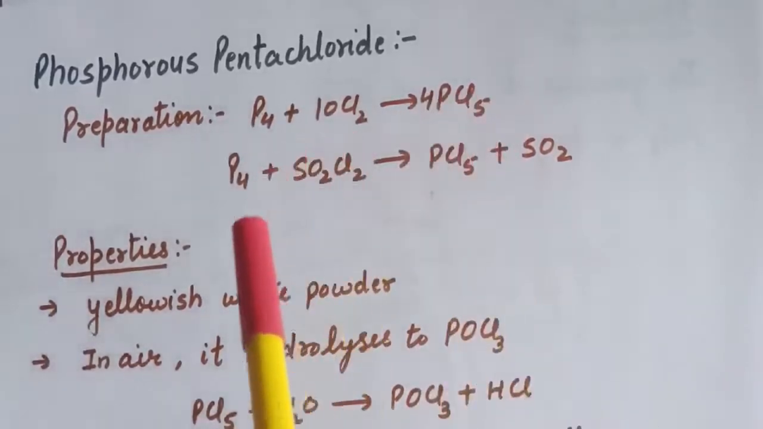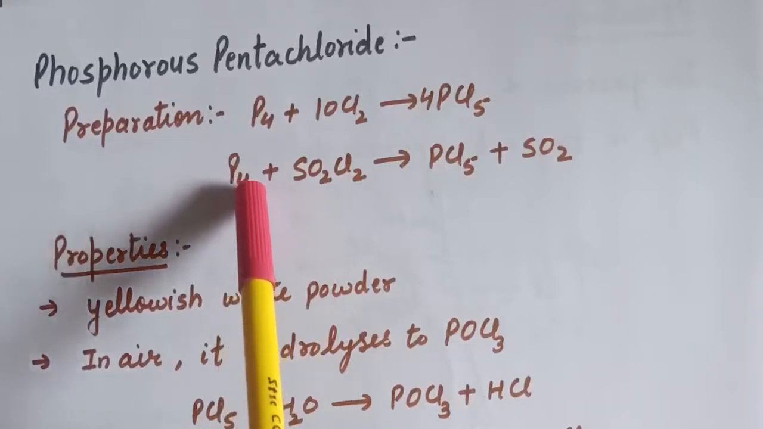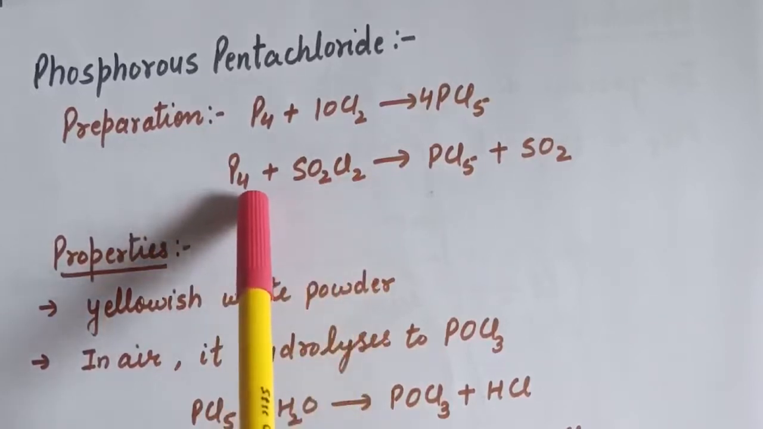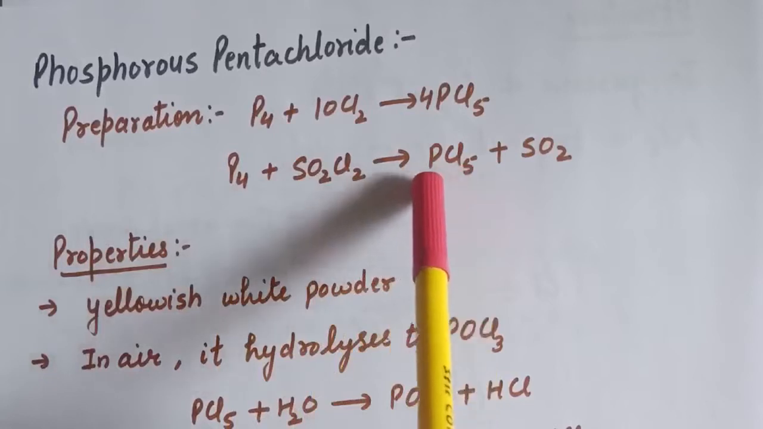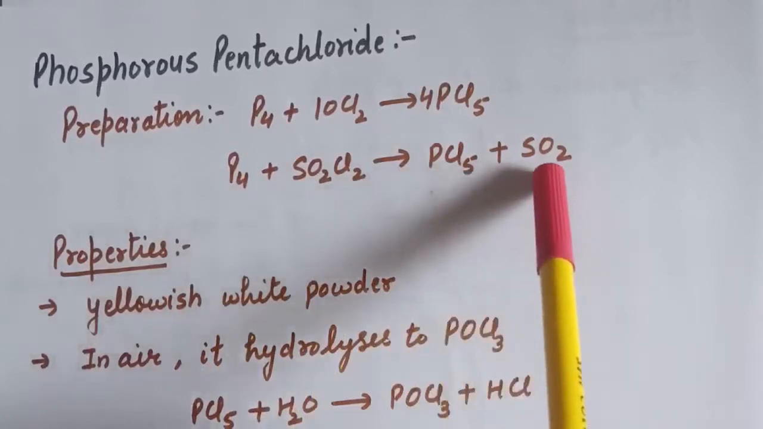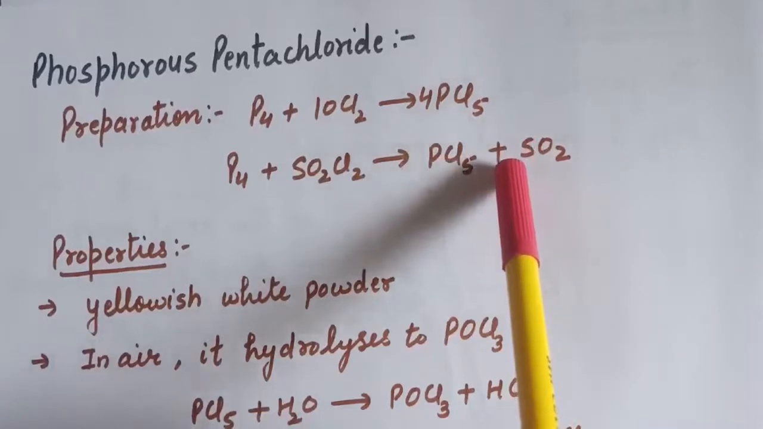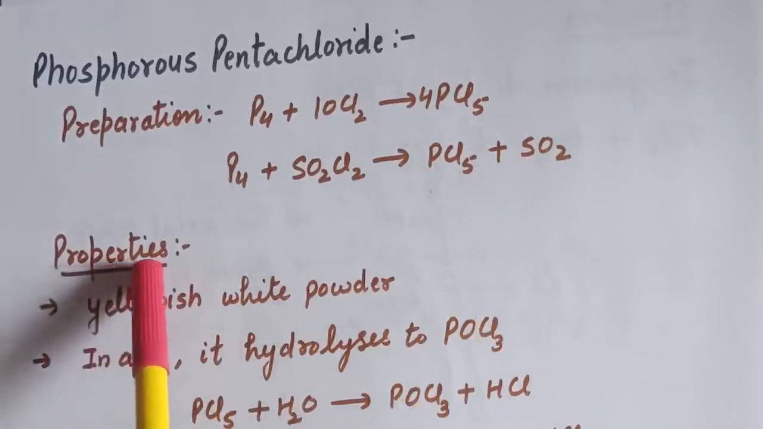Next preparation of phosphorus pentachloride is, it is also prepared by the action of SO2Cl2 on phosphorus. That is, when we treat phosphorus with SO2Cl2, here again we are getting our PCl5 and SO2 gas. So these are the two preparation methods of phosphorus pentachloride. Now next is properties of PCl5.